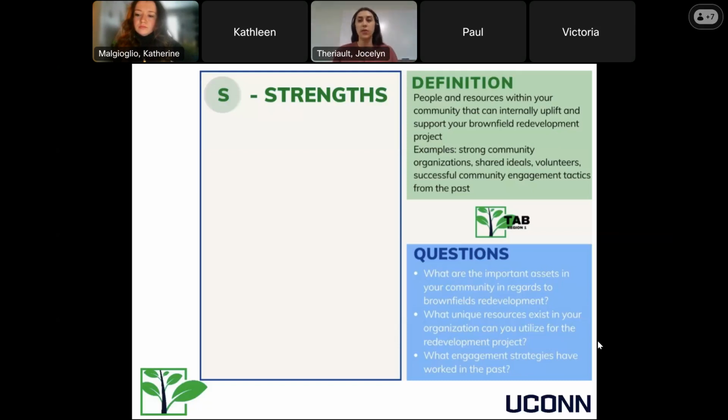So you really will vary in the scope of what your strengths may look like, depending on what you're focusing on. Questions that you could use to help identify strengths include what are important assets in your community in regards to brownfields redevelopment, what unique resources exist within your organization that you can utilize for your project, and also what engagement strategies have you used in the past that were successful.